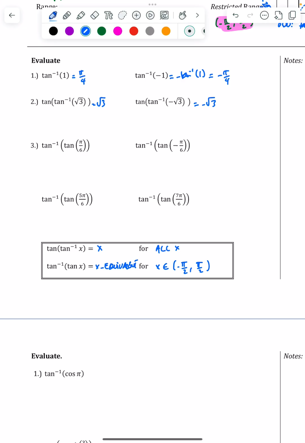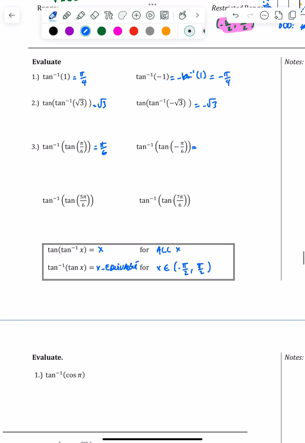Number 3, tan inverse of tan of pi over 6. That's just pi over 6. That's between negative pi over 2 and pi over 2. Tan inverse of tan of negative pi over 6, that's also negative pi over 6.